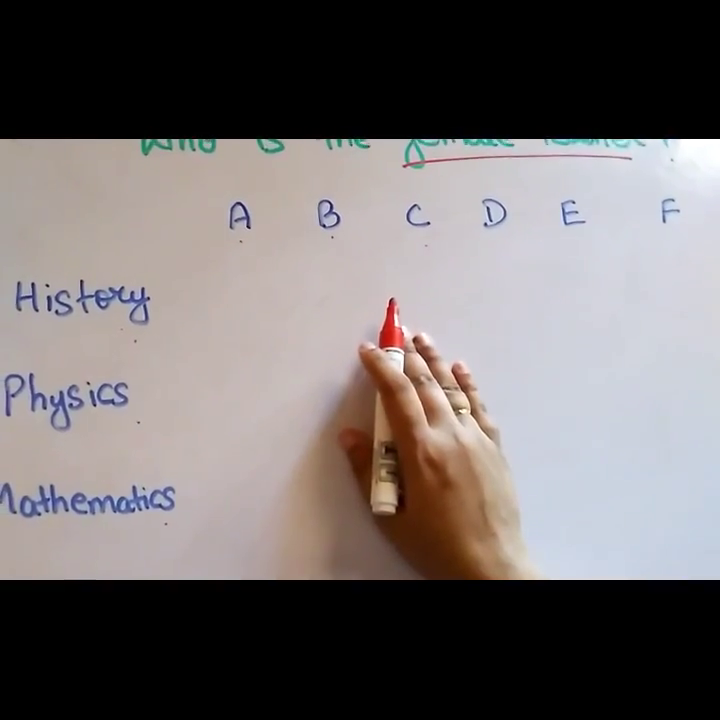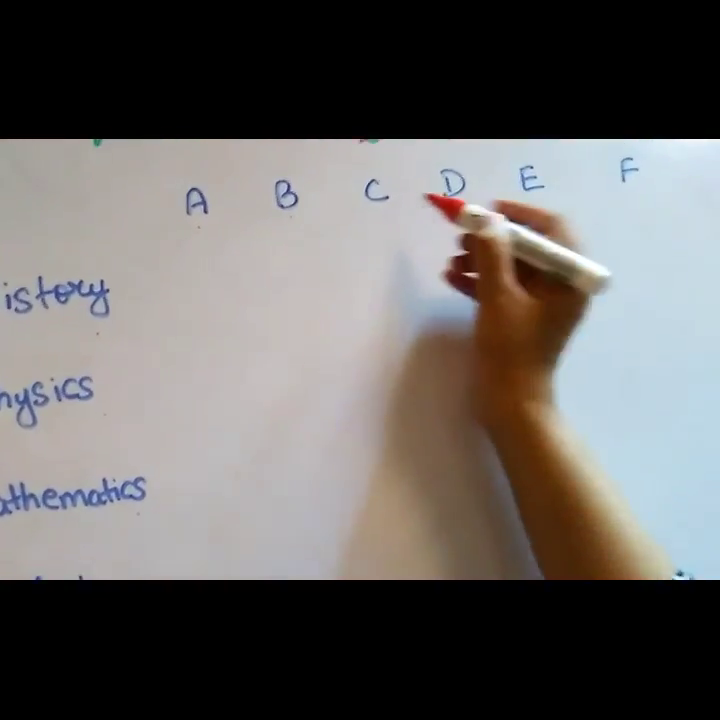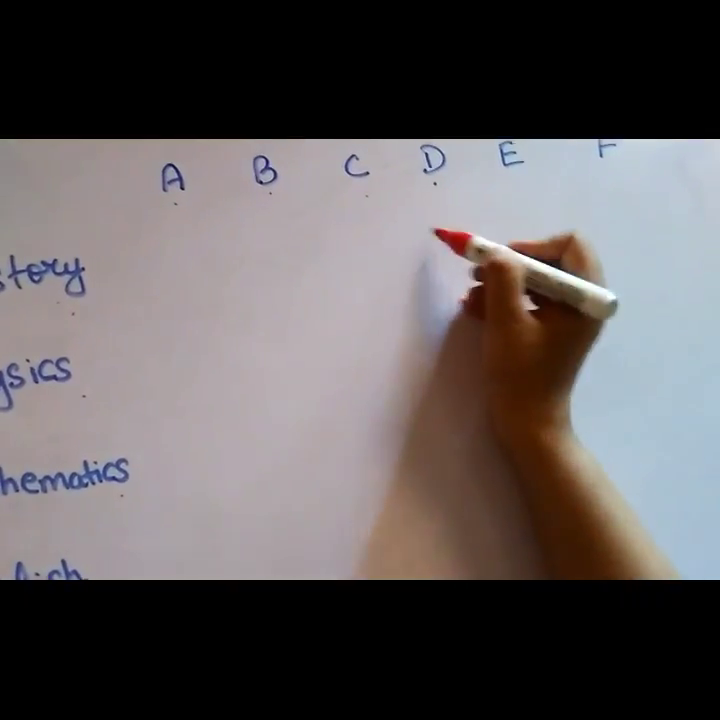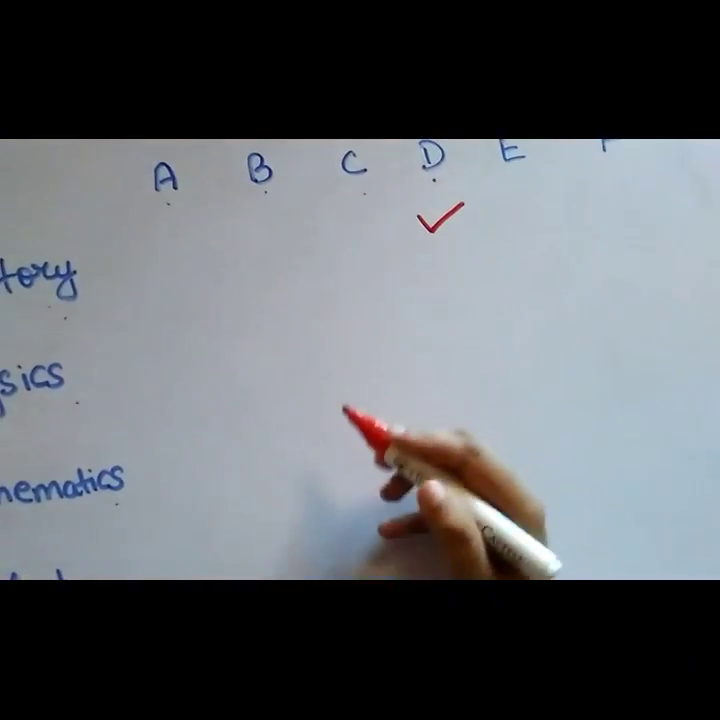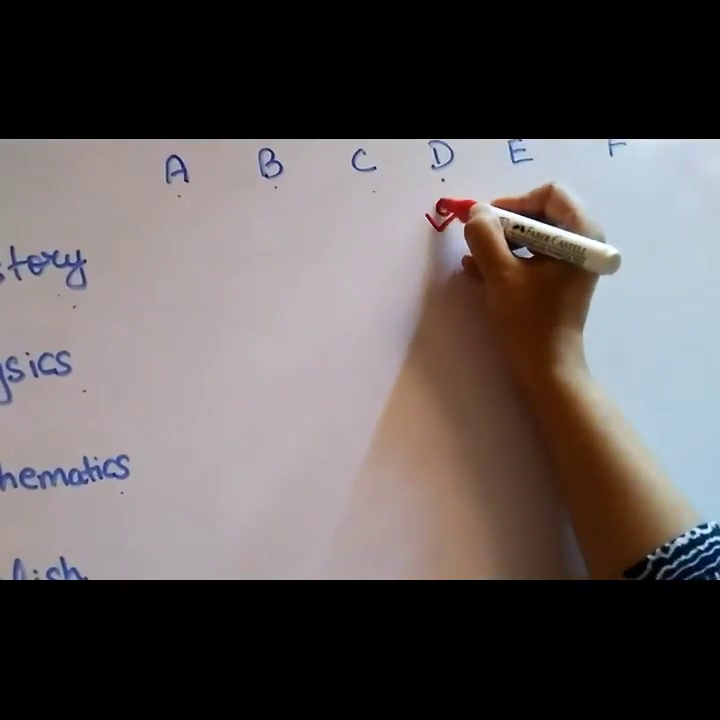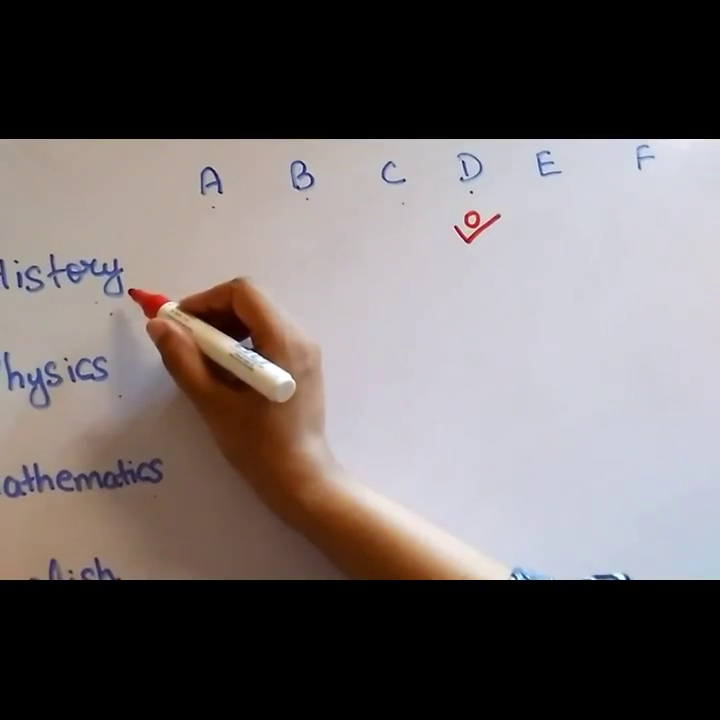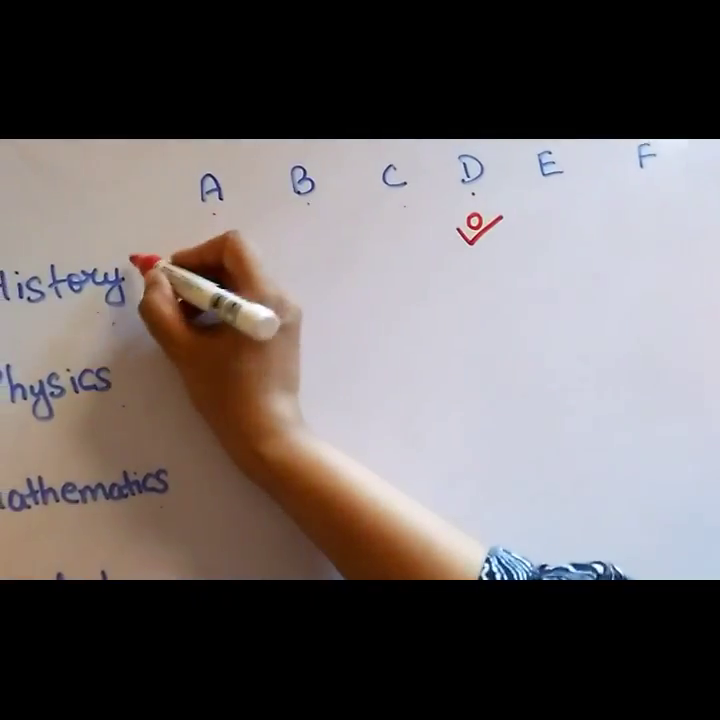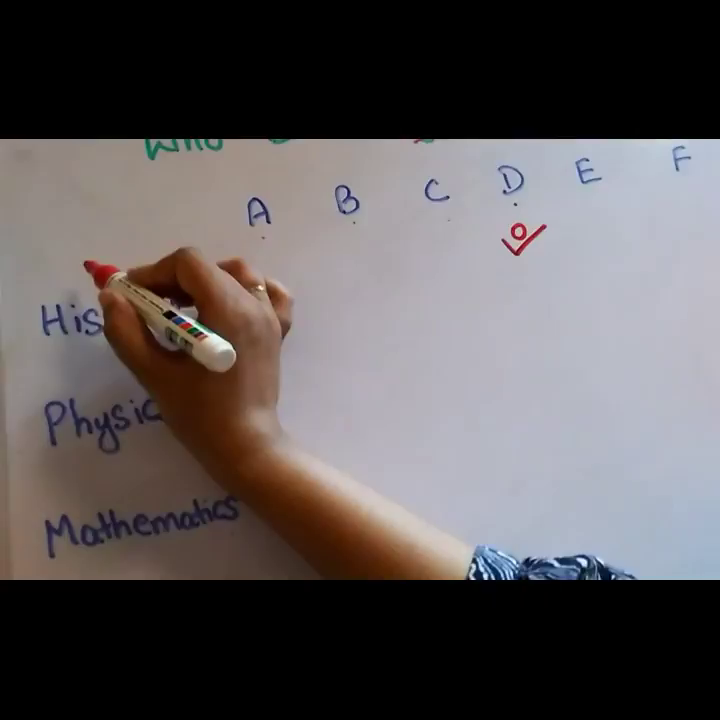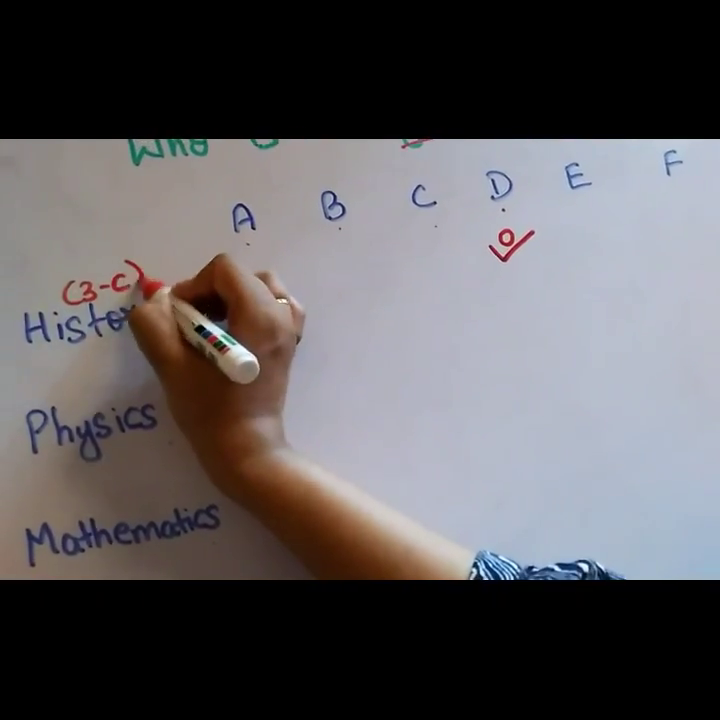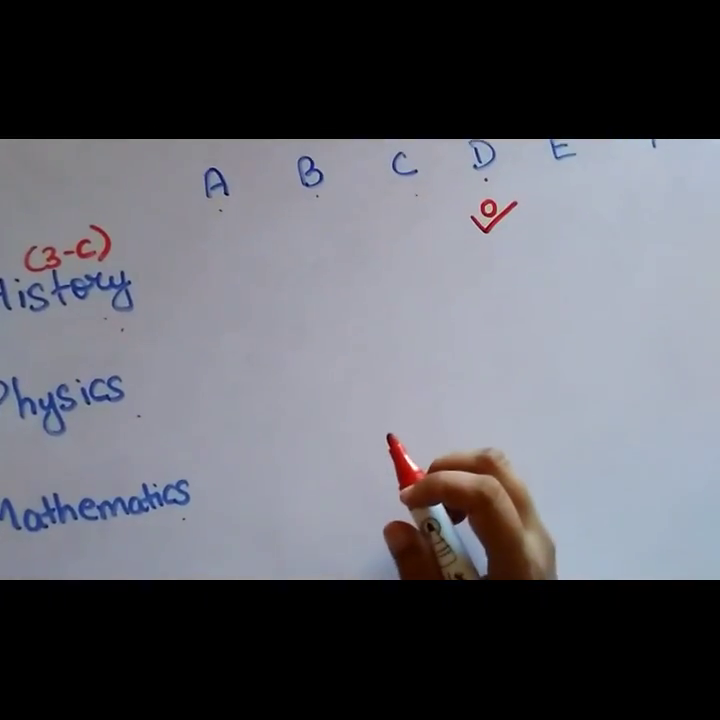D's optional subject was history. Okay, this is optional, while the other 3 have it as compulsory. We don't know who the other 3 are, so just write in brackets that 3 have history as a compulsory subject.